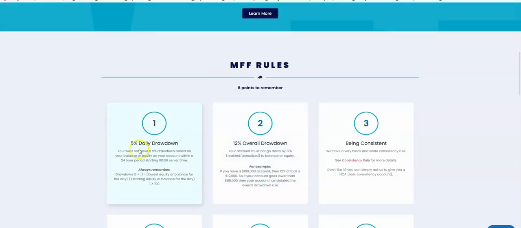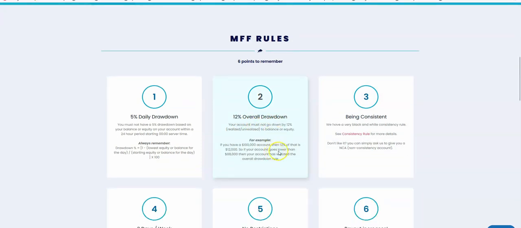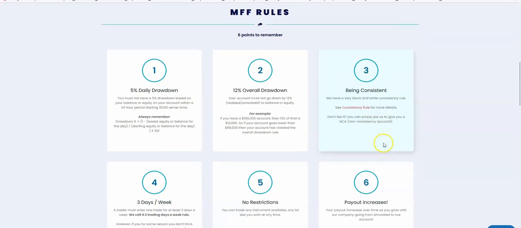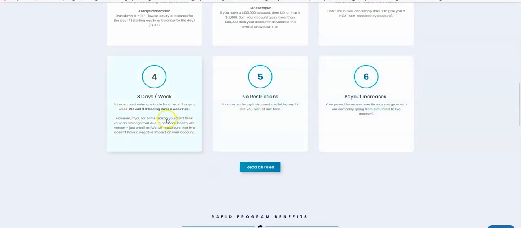So first, you have the rules to follow. 6 major rules. 5% drawdown on that account. That means daily drawdown should not be more than 5%. Then your overall drawdown is 12%. Now, what they want you to note is to be consistent. They want you to be consistent with the rules. Once you train yourself to be consistent, then that account has the advantage of receiving a payout.